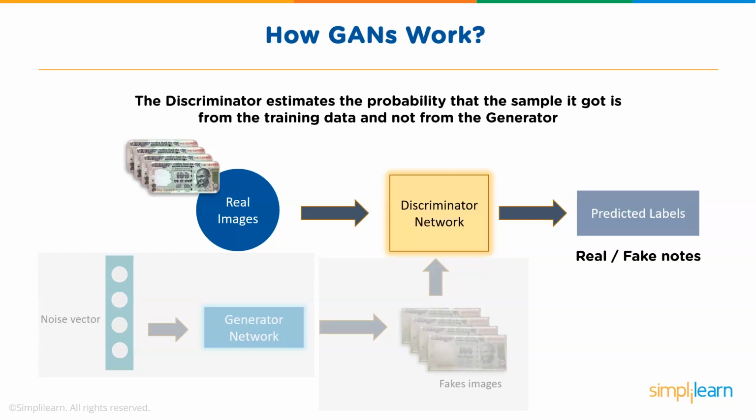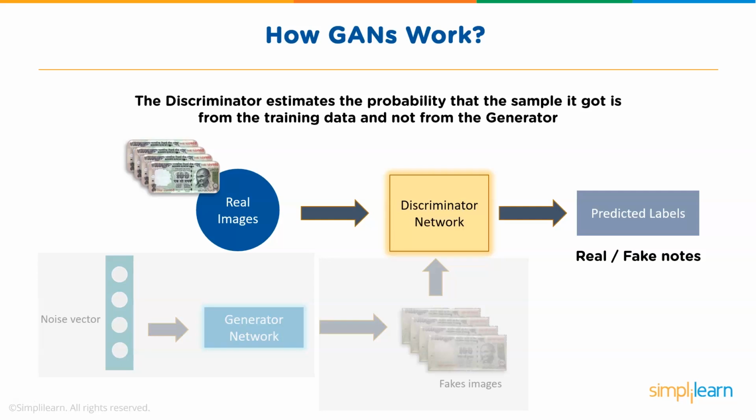Here is an example of a generative adversarial network trying to identify if the 100 rupee notes are real or fake. So first, a noise vector or the input vector is fed to the generator network. The generator creates fake 100 rupee notes. The real images of 100 rupee notes stored in a database are passed to the discriminator along with the fake notes. The discriminator then identifies the notes and classifies them as real or fake.